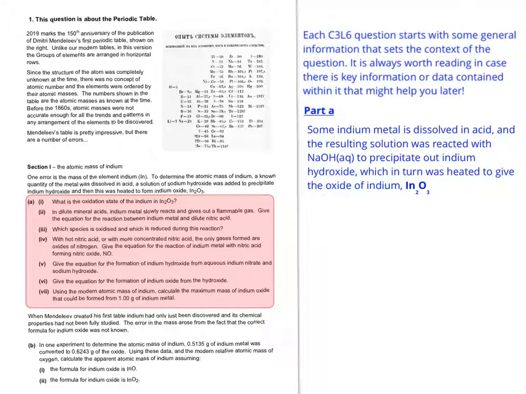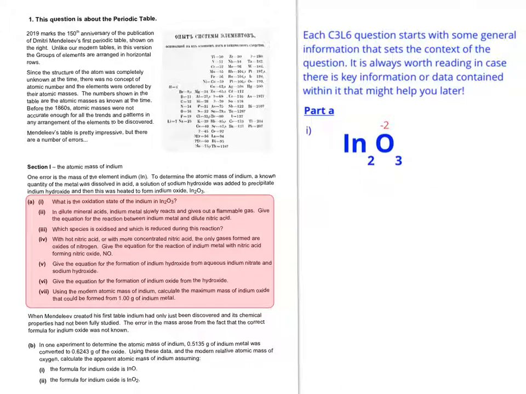So the first thing they want is the oxidation state. If we take In2O3 and we look at the oxygen, it's -2, so therefore 3 of them makes a total contribution of -6 to the overall oxidation number of the compound, which will be 0, obviously. So for indium, there's 2 of them, so that must mean that indium is +3.